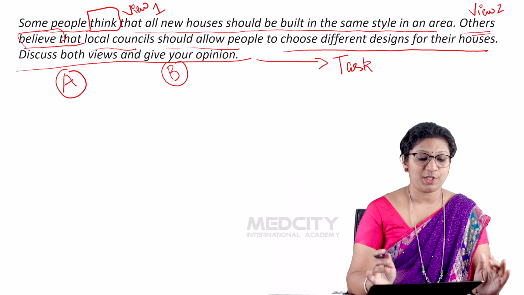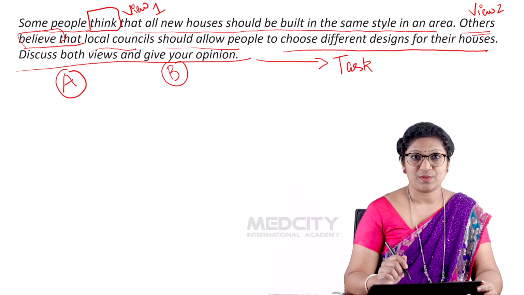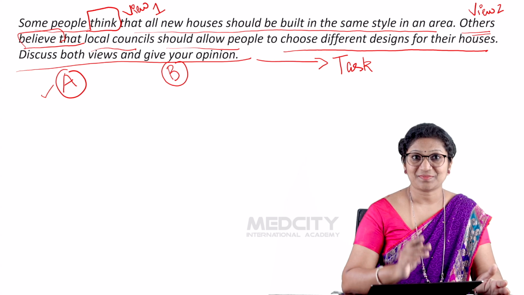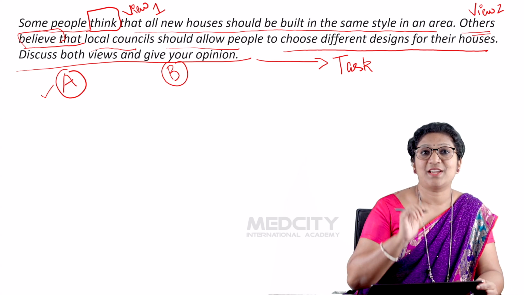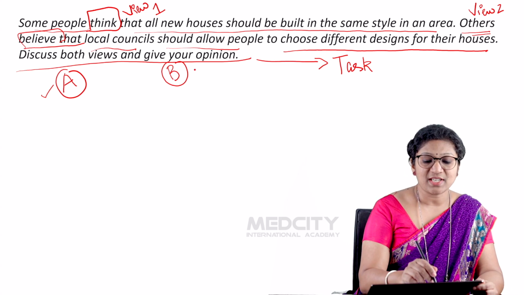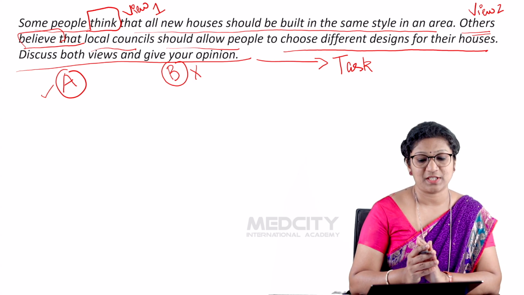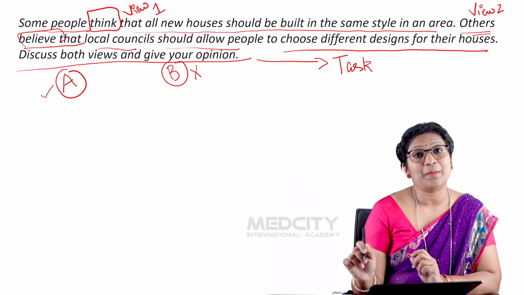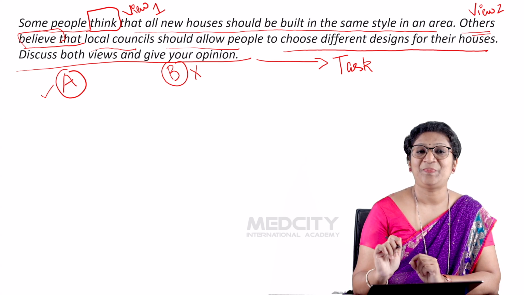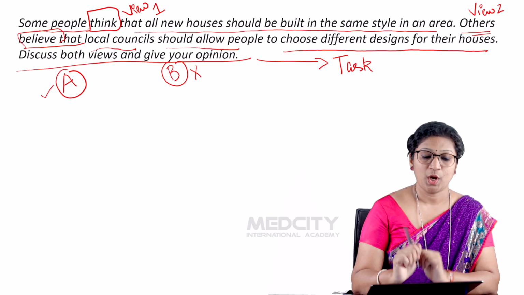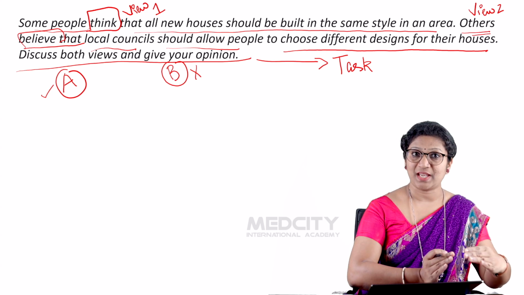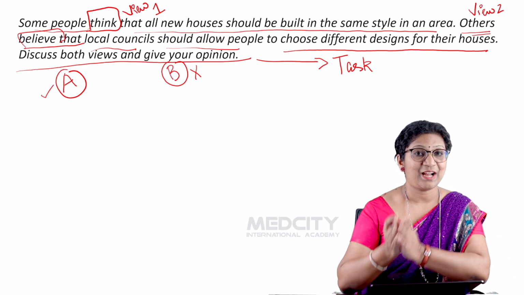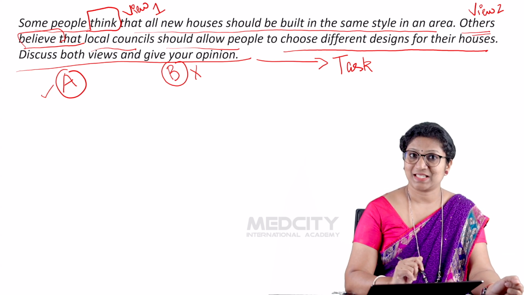Now imagine a situation where you have discussed both the views, that is, you have met the requirement for part A, but you haven't given your opinion, which means you haven't answered the second part of it. In that case, your task fulfillment is incomplete. You haven't fulfilled the task requirement. Only if you discuss the views given plus give your clear opinion on the topic have you completed the task.